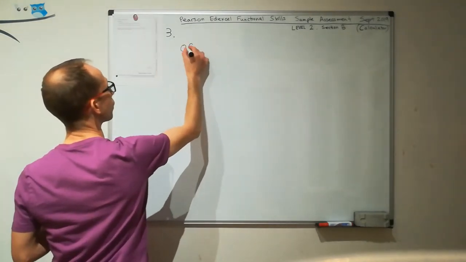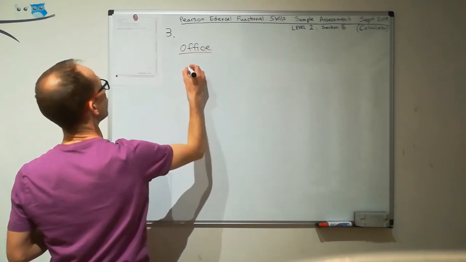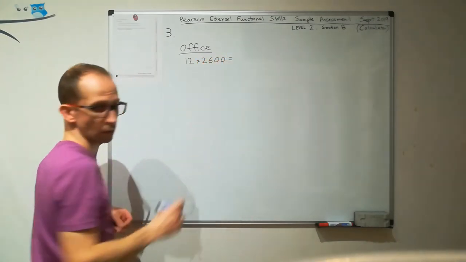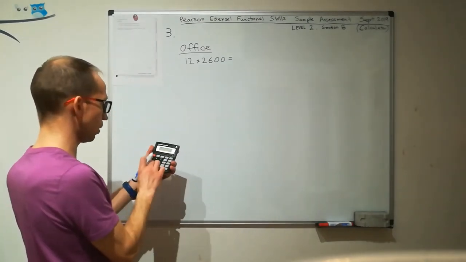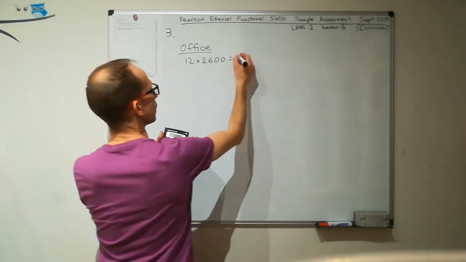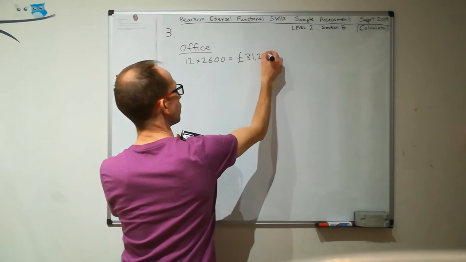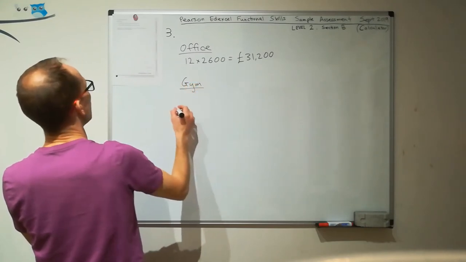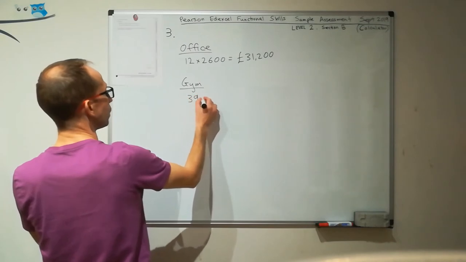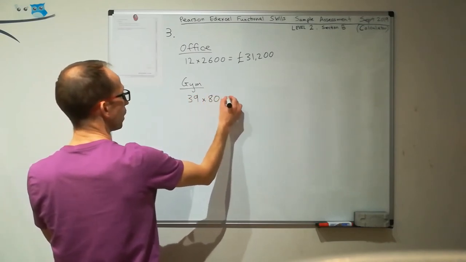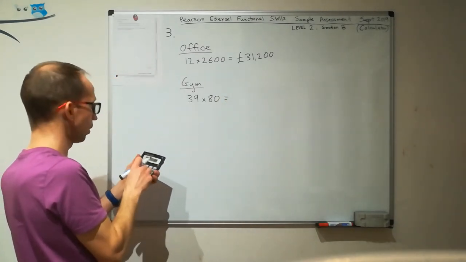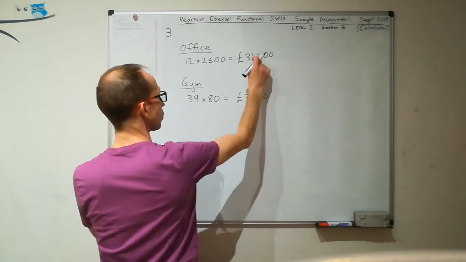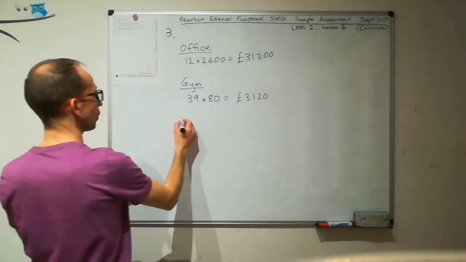So if we start off with the office, for 12 months, he earned 2,600. I'm going to use my calculator for this one. So 12 times 2,600 gives us 31,200. Okay. And at the gym, if he's working weekends, and he worked 39 of those and got paid £80 each time, then 39 times 80 gives us 3,120.